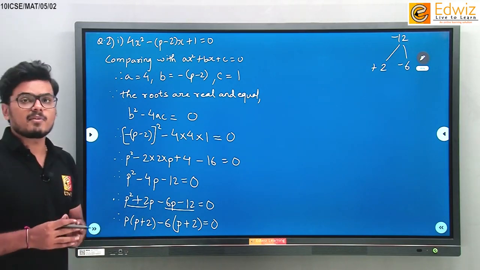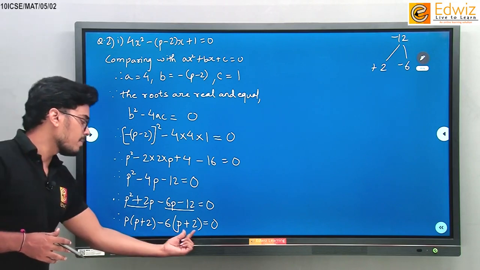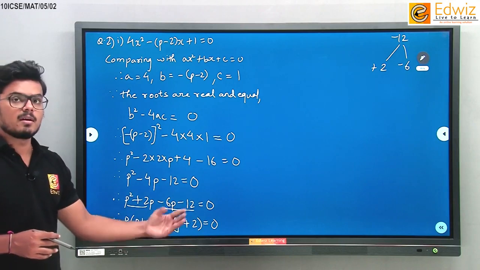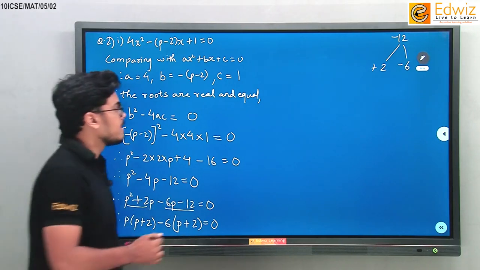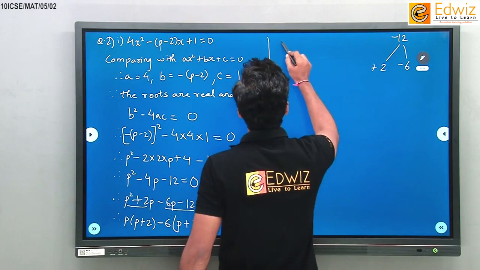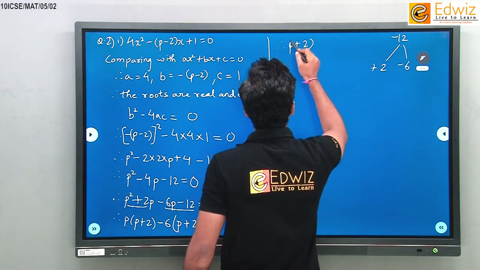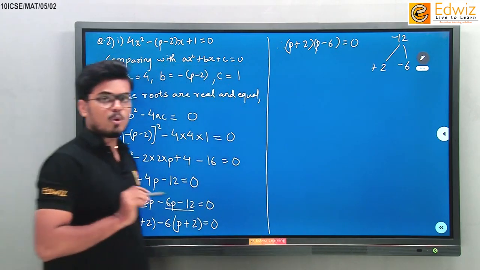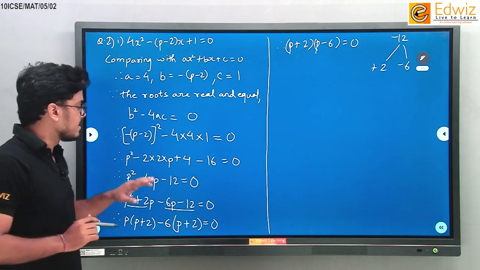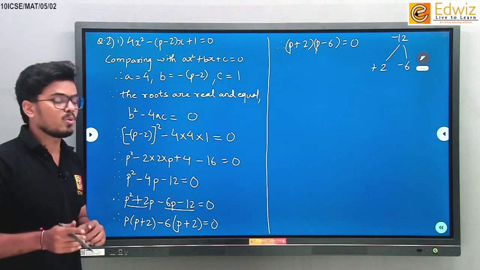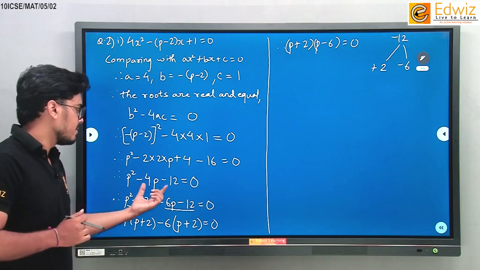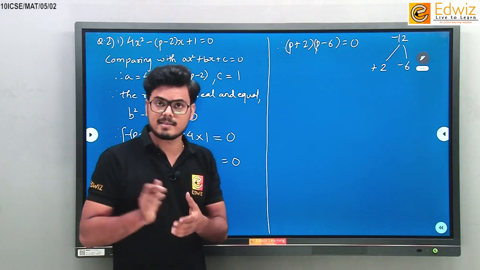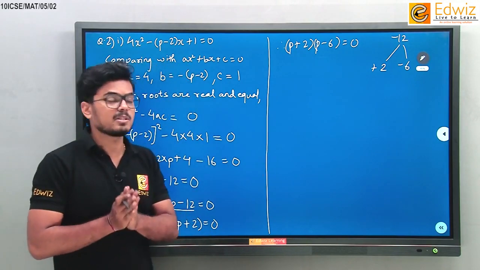And in the final step of the factorization, what do we do? The common bracket, we can take it outside once again. So p plus 2 is common in both places, we can take it outside. Therefore, the factorization is p plus 2 and p minus 6 equal to 0. So this is the factorization method to solve a quadratic equation. What you have to do is, the left hand side of 0, you just need to factorize it, which you already know. You have been doing it since your 8th standard. After this, what is new is only this.